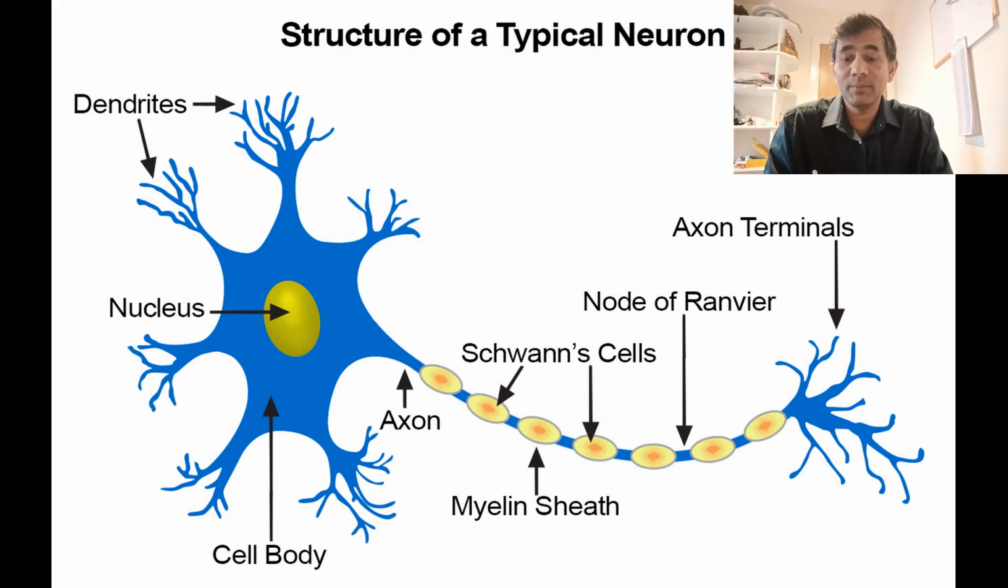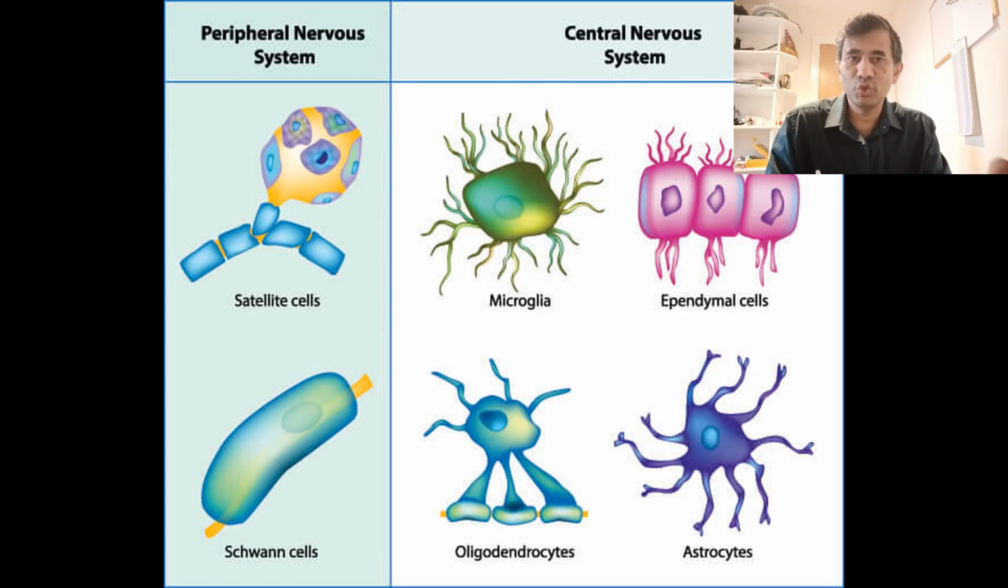The other type of cells are called as glial cells. So neuron and glial cells. The glial cells are also called as neuroglia. Now there are 4 types of neuroglia. You don't need details of them, but I'm just giving you idea, just mentioning their names. Astrocytes, microglial cells, ependymal cells, and oligodendrocytes. So 4 types of neuroglia.